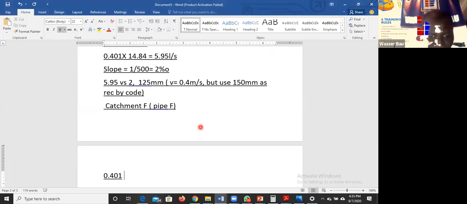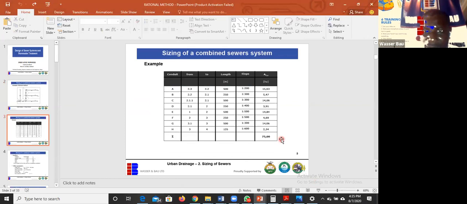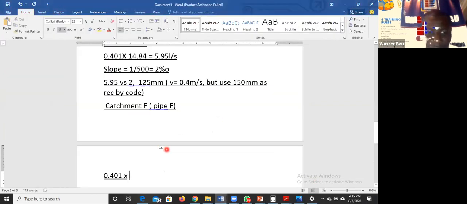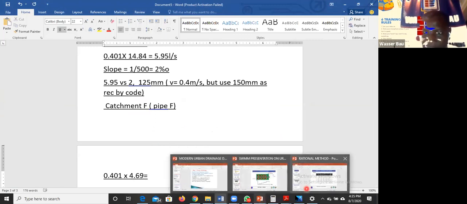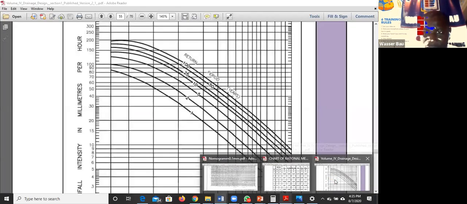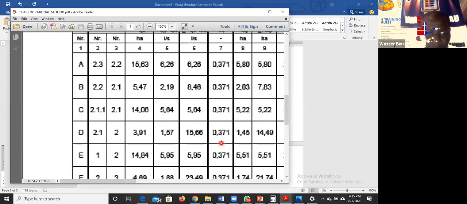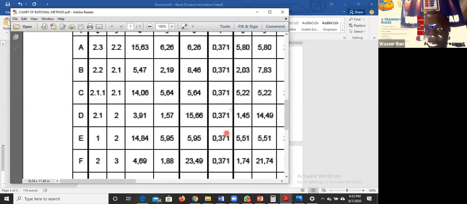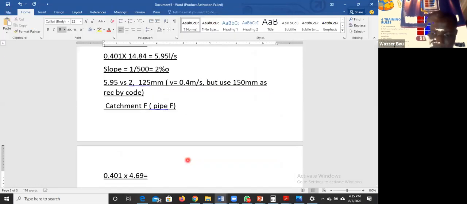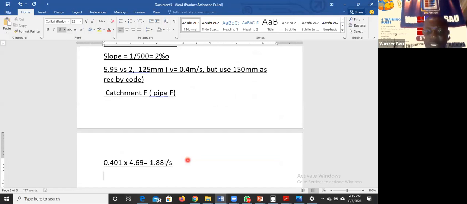Nobody's asking me how I got this, that means everyone understood how it came about. Multiply by the catchment size again, 4.69. And that gives me 1.88 liters per second. Should I go ahead and just design with 1.88 and put the pipe there?